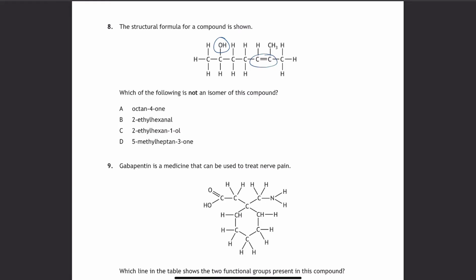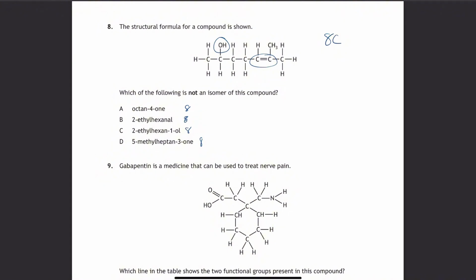Oct is 8, so that's a potential. Eth is 2, hex is 6, so overall that's 8, so again, potential. Eth is 2, hex is 6, so again, 8. And methyl hept is also 8, so that's not going to help us in this case. So if we start looking to see if there's any that don't have a double bond in them.